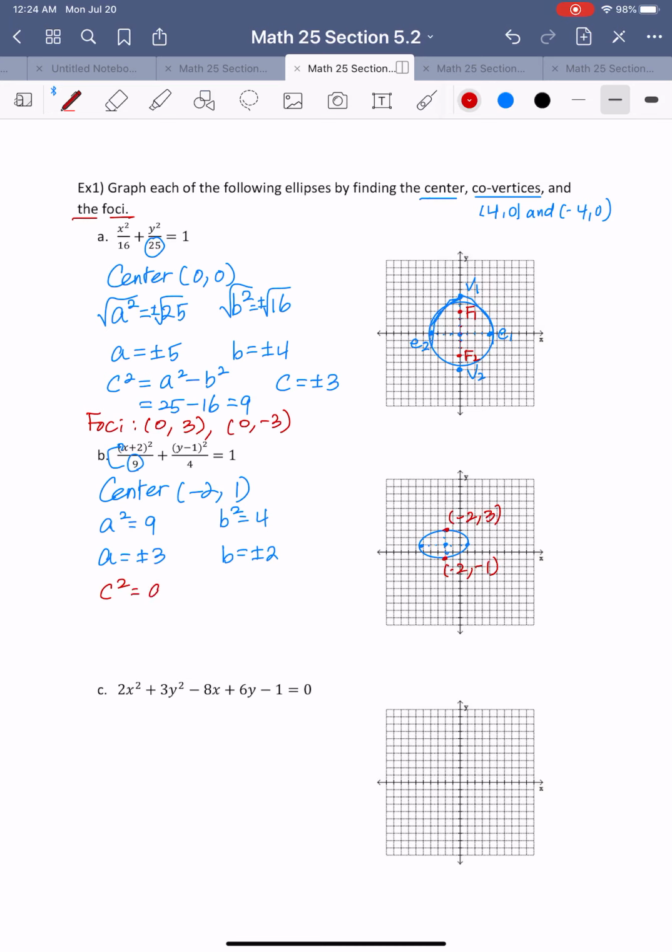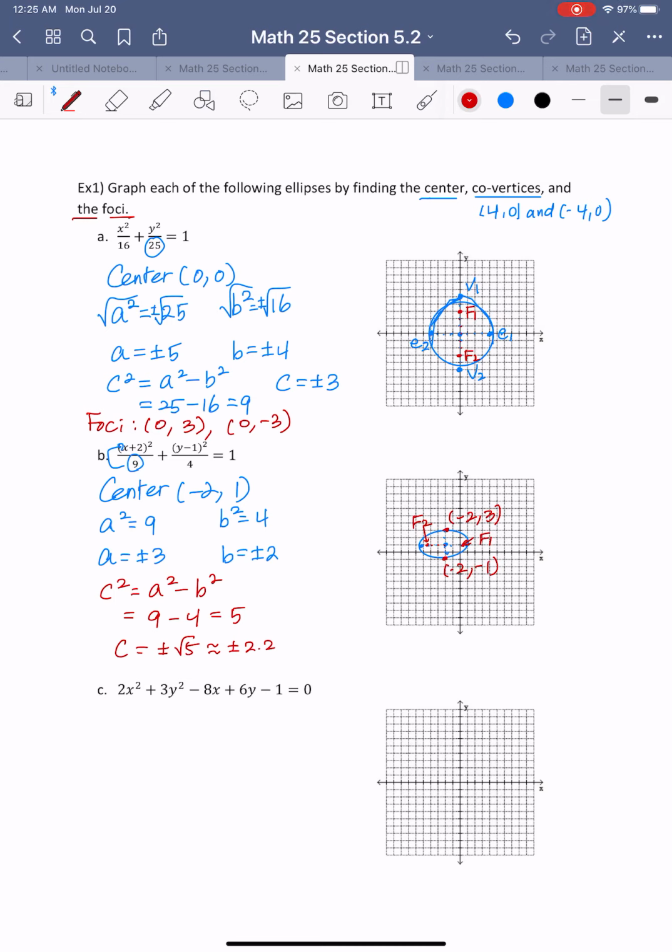And then for the foci, I have to use the formula: c squared equals a squared minus b squared. So a squared is 9 minus 4, which is 5, so c equals plus or minus radical 5. You have to use a calculator to figure it out: the square root of 5 is about 2.2. So from the center, you go 2.2 to the right, about here, which is focus 1, and then 1, 2, 3 to the left, right here, and this is focus 2.